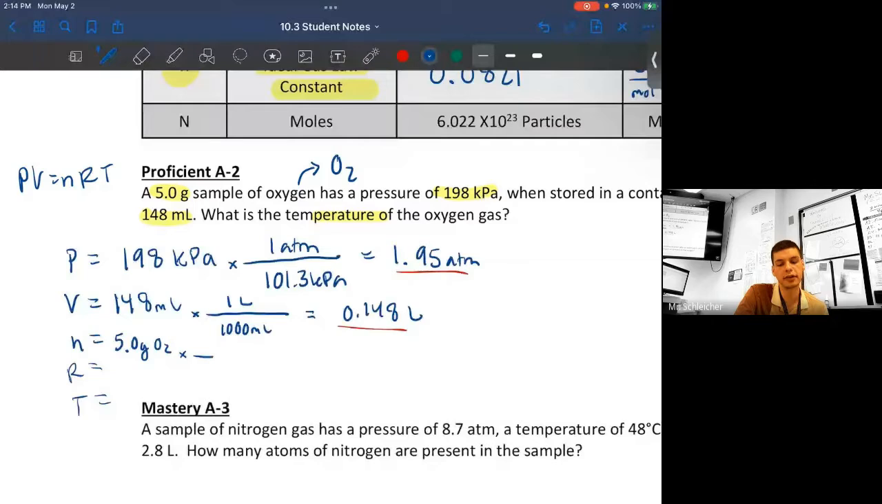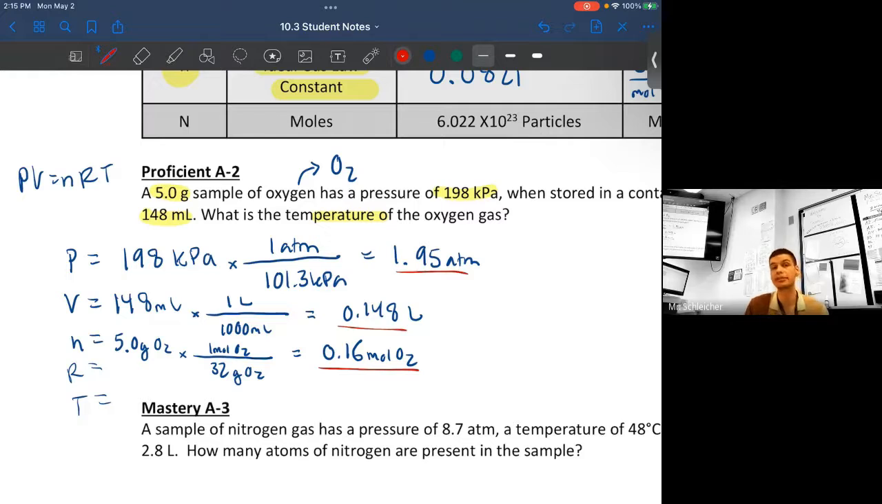If we're trying to convert this to moles, for every 1 mole of O2, what should I put at the bottom there? A single O is 16 grams per mole. Since it's 2 of them, we're going to double that and make that 32 grams of O2 for every 1 mole of O2. We're getting these numbers from the periodic table. These are the molar masses. So 5 divided by 32 gets us 0.16 or so moles of O2. And this is what we're allowed to use in our equation here.